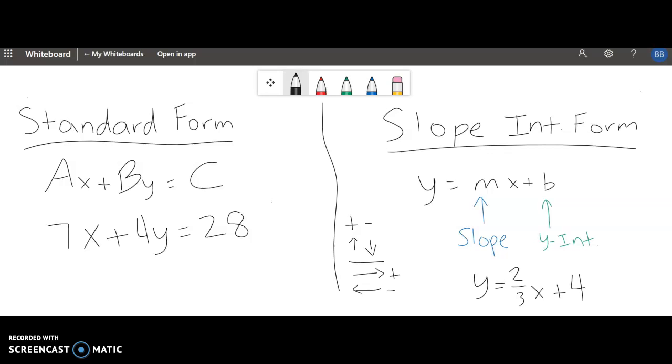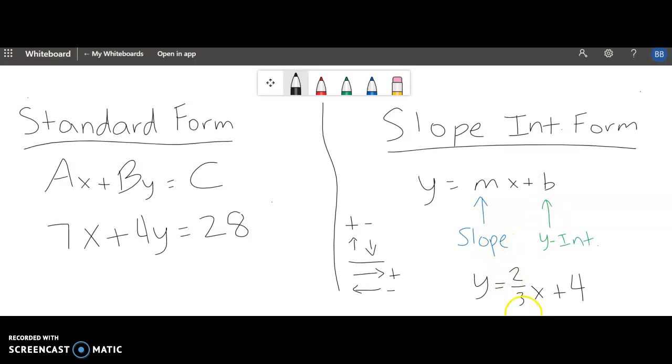This video will be over the benefits of slope-intercept form and standard form and how to convert standard form to slope-intercept form. So let's start with slope-intercept form, the one you're probably more familiar with. The benefits are that it has a slope right away you can see and a y-intercept you can see right away. So it's y equals mx plus b. M is your slope, b is your y-intercept.